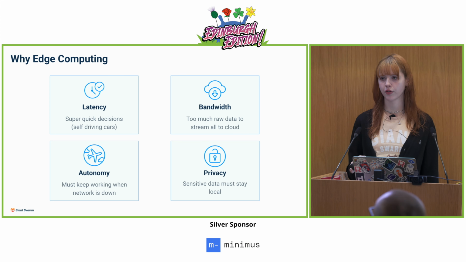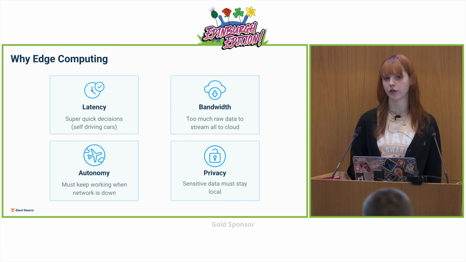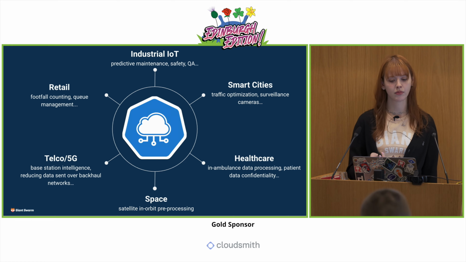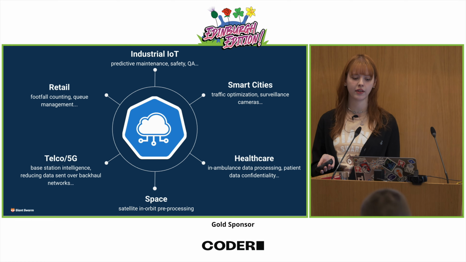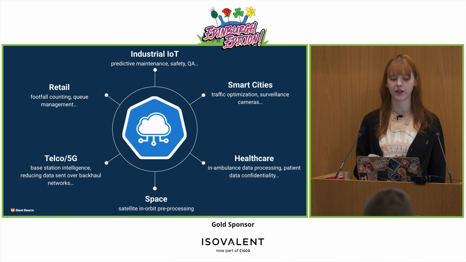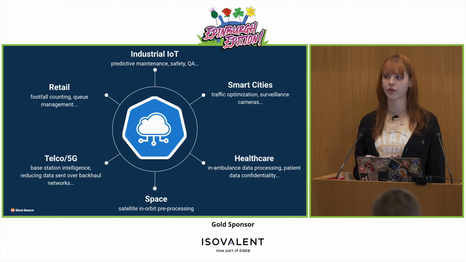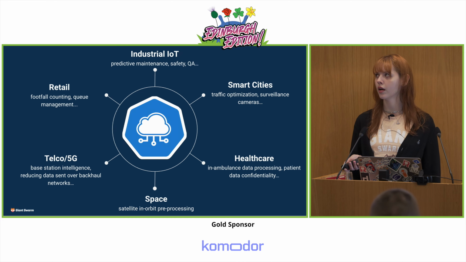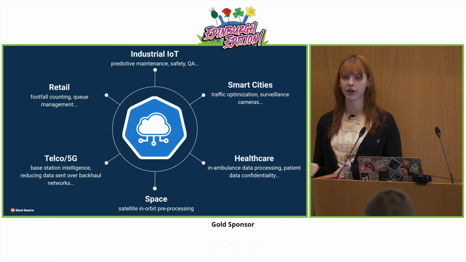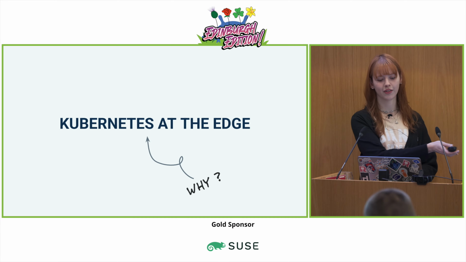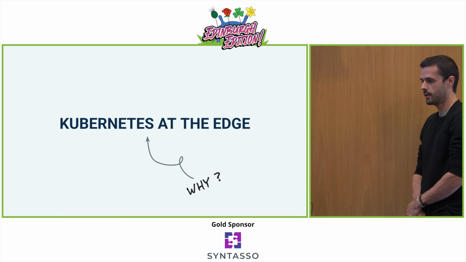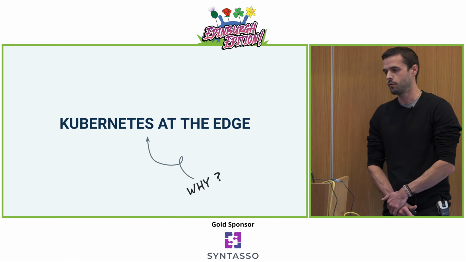So there are lots of fields where these things and others would make you want to use edge computing. IoT, retail, smart cities, telco, healthcare, space. This is not an exhaustive list. There are new use cases basically being added every day. But what we're interested in right now is how Kubernetes could help us with this. All right, so we talked about edge computing, and let's see where Kubernetes fits and why we might need it there.